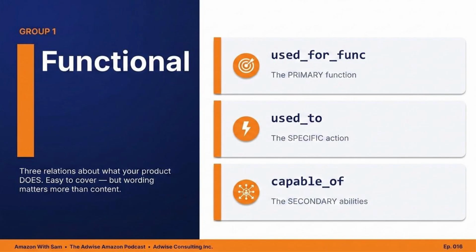3 relations, the easy group, but the wording matters more than the content. Okay, let's go through every group, every relation with the exact names from the paper. Group 1, functional. 3 relations. These are the easy ones. Most listings cover these by accident, but the wording matters way more than you think.